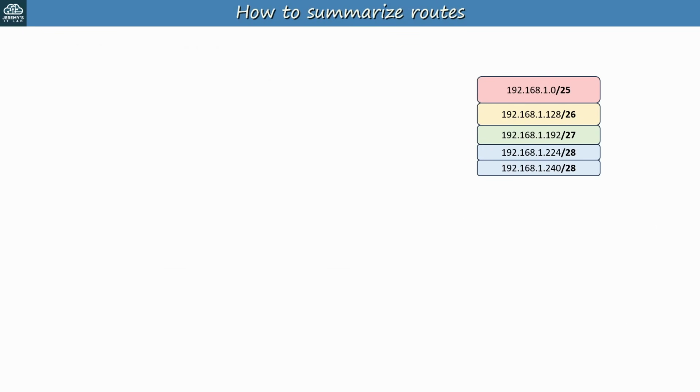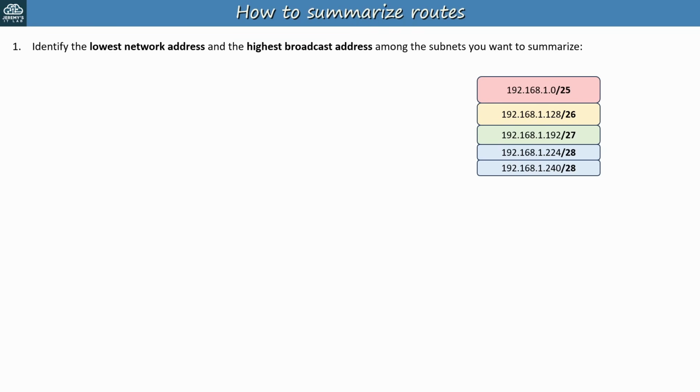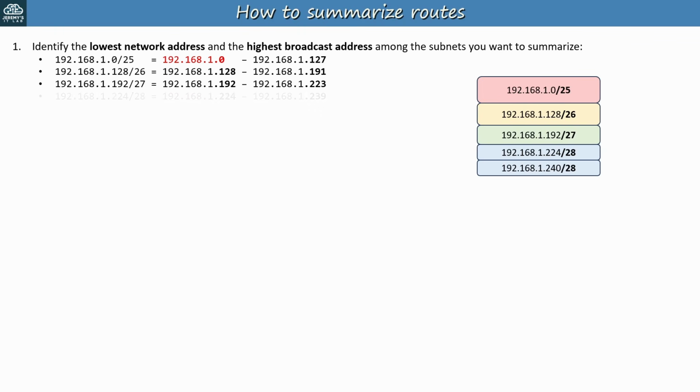Now let's see how to summarize routes. We'll start with the same example as before, summarizing these 5 subnets. There are a couple of methods to do it, but I'll show you the method I prefer because it's the most fail-safe method. First, identify the lowest network address and the highest broadcast address among the subnets you want to summarize. Here are the ranges for these subnets.